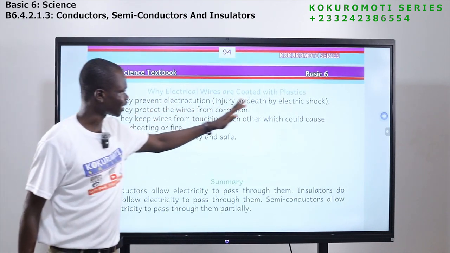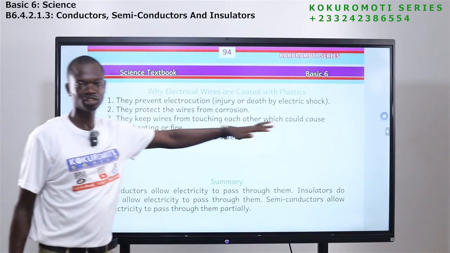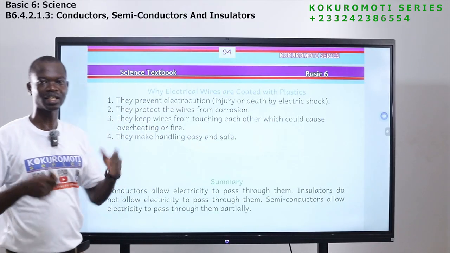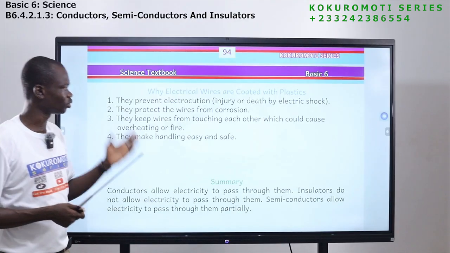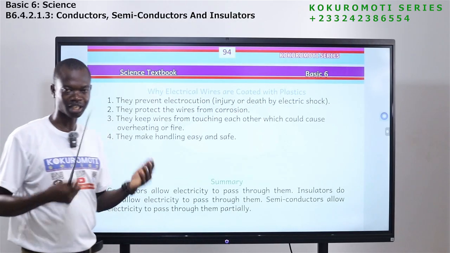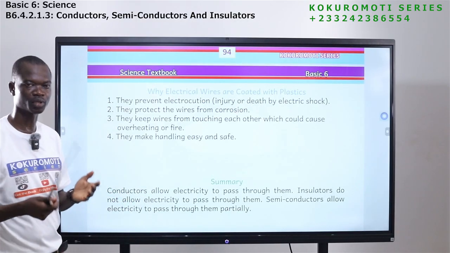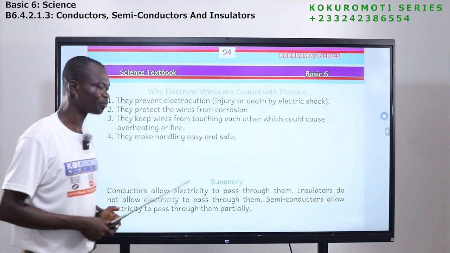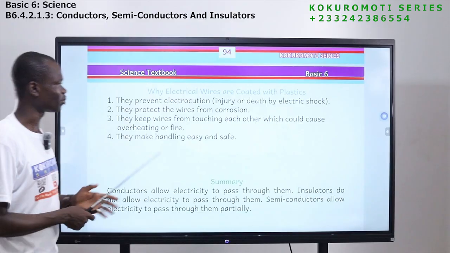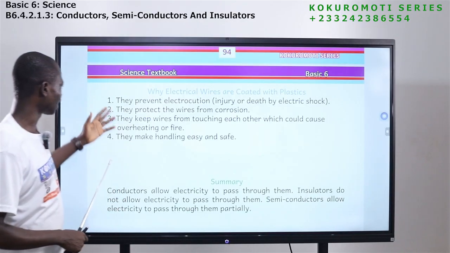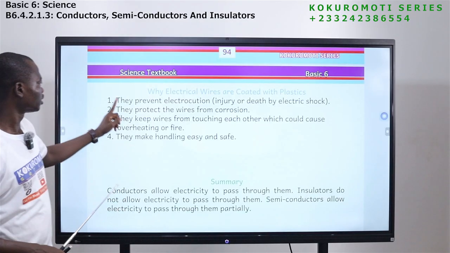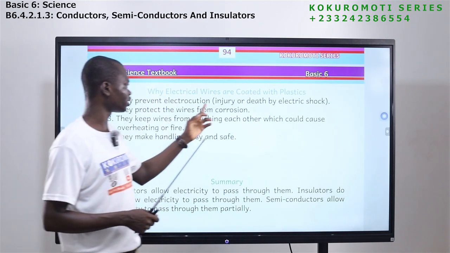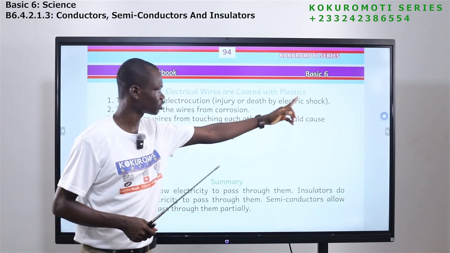Why are electrical wires coated with plastics? If you see wires, they are always covered, they are coated. They are covered with what? Plastic or rubber. Why do we cover them with plastic or rubber? Now the reasons are here. One, they prevent electrocution.